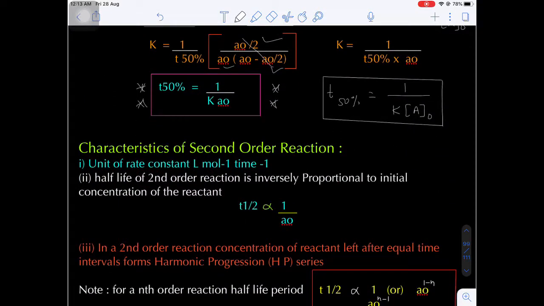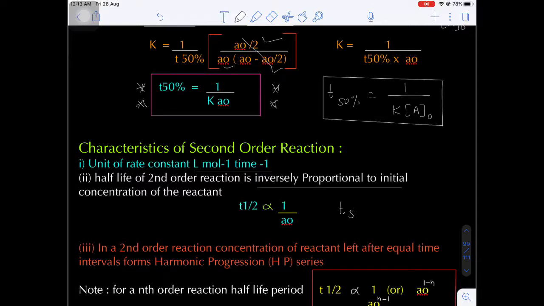Okay. Now what are the characteristics of second order kinetics? Number 1, the rate constant units are liter per mole per time interval. Okay. Now the second order half-life value, just now I told you, is inversely proportional to the initial concentration of the reactant.